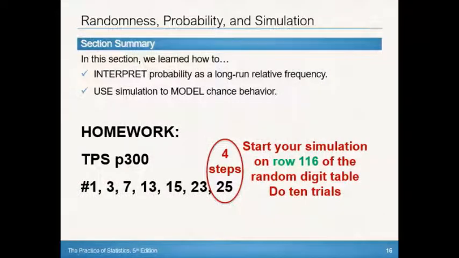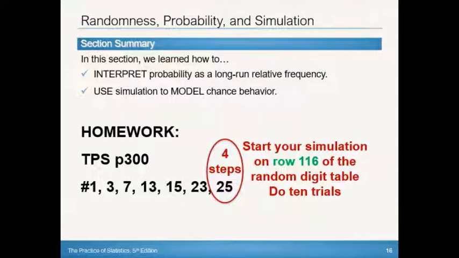All right, so your homework for this section is 1, 3, 7, 13, 15, and 23. Number 25 is a 4-step process, and write this down somewhere because I don't know that I wrote this anywhere on your page: on 25 it probably does not say what row to start on, and so if we all start on row 116, we'll all have the same answers if we do our simulations right.